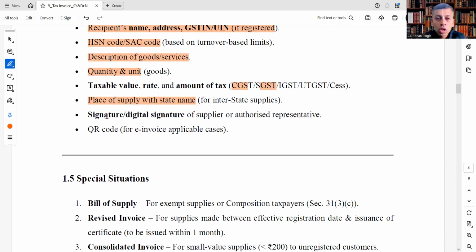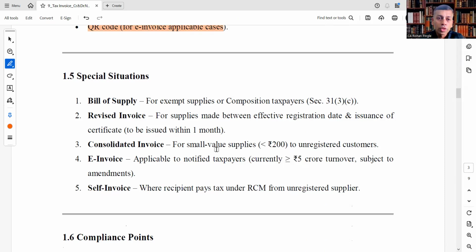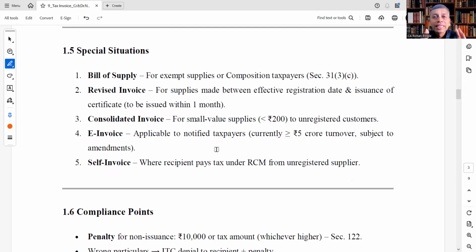Then signature or digital signature of the supplier or authorized representative should also be a necessary part of the tax invoice. And QR code for e-invoice applicable cases. Means those covered under e-invoices, then the QR code must also be printed on the tax invoice. Now let's see special situations.